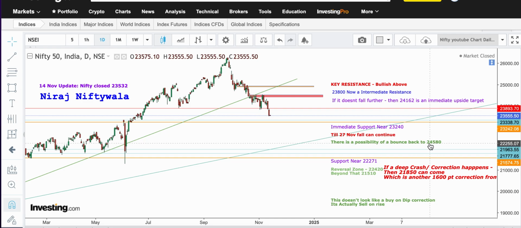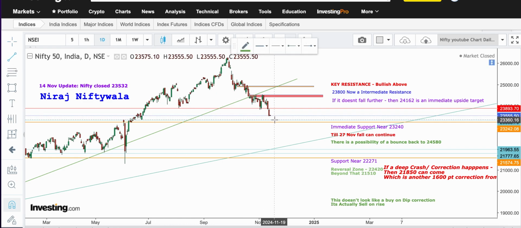24580. Remember, this 24580 is still below this level 24880. So it can bounce till here. 24580 is somewhere over here. This red band that I have drawn. So it can go again over here, and what will happen is that all of a sudden people will get bullish because it will show some kind of a bounce.